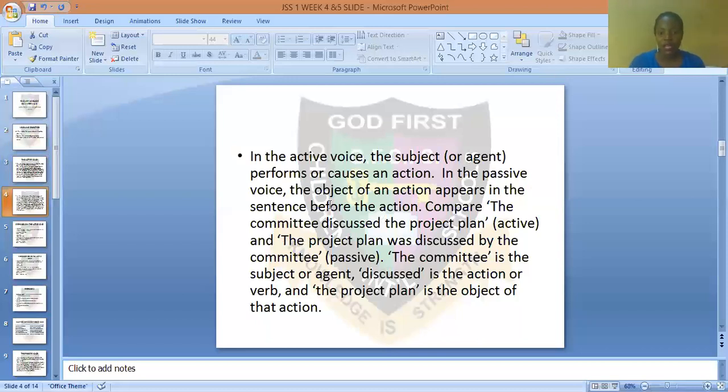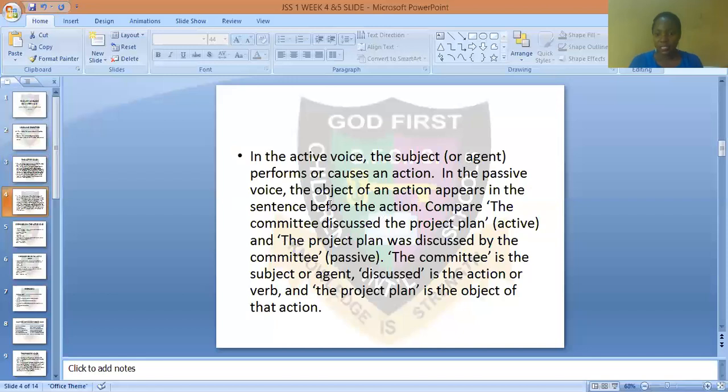So in the passive voice, the object of an action appears in the sentence before the action. Compare: the committee discussed the project plan. Now this is in the active voice. And the project plan was discussed by the committee. Now this is in the passive voice. The committee is the subject or the agent. Discussed is the action or verb, and the project plan is the object of that action.